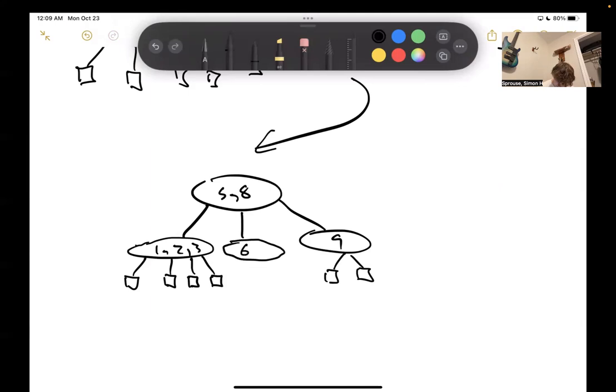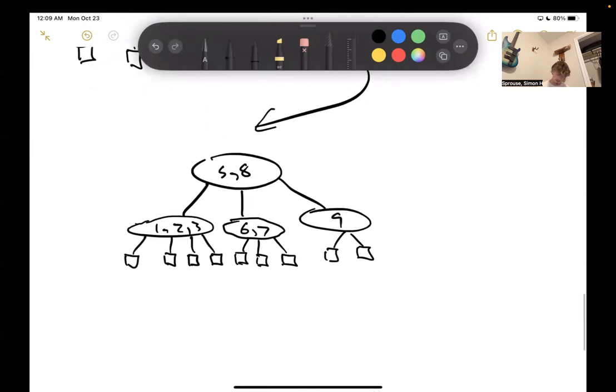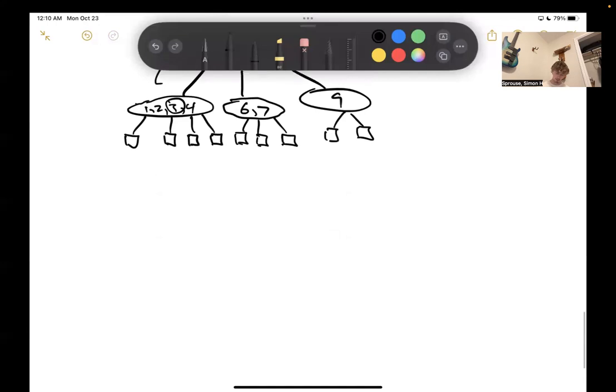Let's see, so 6 and 7 would both be here, and then we're going to have 3 kids. So I think this is fine. I think we're still following all of the rules. Let's insert 4. Okay, yeah, so here is going to be a problem, because we're going to try to insert 4 here, and that is going to be too many elements in this node. So we're going to have to promote this 3rd element up to the parent, and rather than erase things, I'm just going to redraw it again.